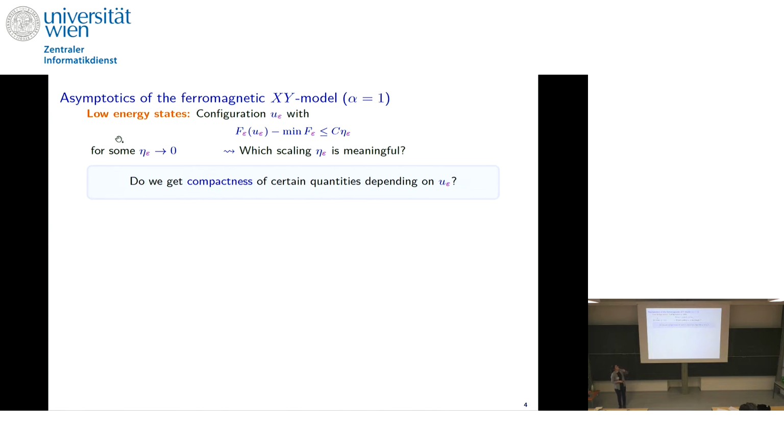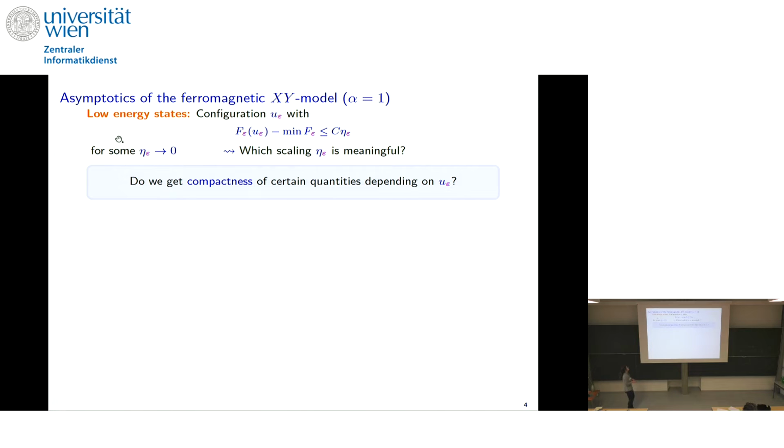Yes. Everything that I'm telling now is for the ferromagnetic XY model, and for simplicity I put alpha equal to 1. But the asymptotics on the square lattice for the ferromagnetic and the antiferromagnetic are essentially the same, because you can go with a global change of variable from one to the other. Okay, so now alpha is equal to 1.